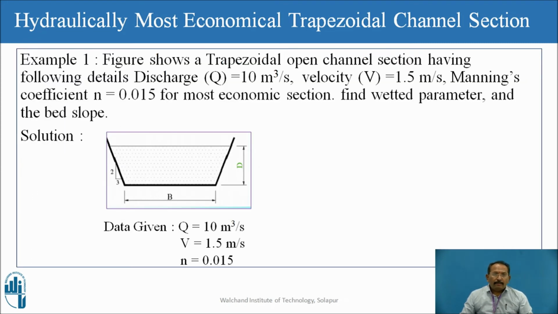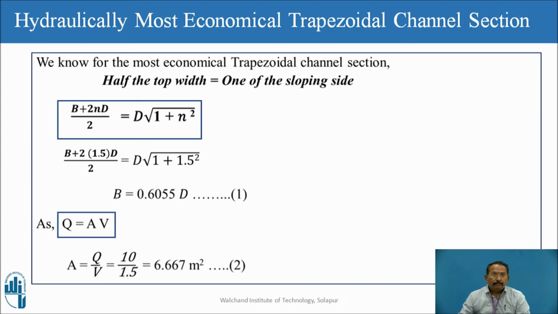Now a problem to solve: a trapezoidal open channel section having the following details. Discharge is 10 meter cube per second. Velocity is 1.5 meter per second. Here also Manning's coefficient is given as 0.015 for the most economical section. Find the wetted perimeter, that is, the dimensions we have to find out. See the figure and write down as I told you previously: first of all the data, and then go for the solution.